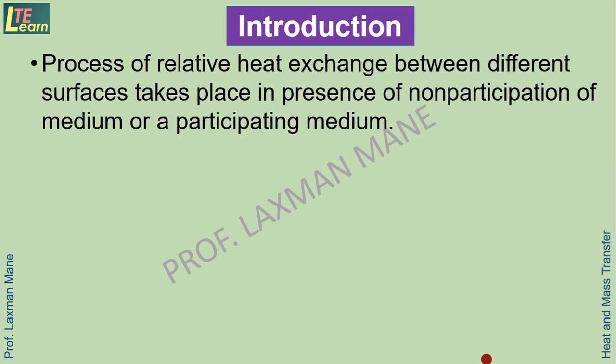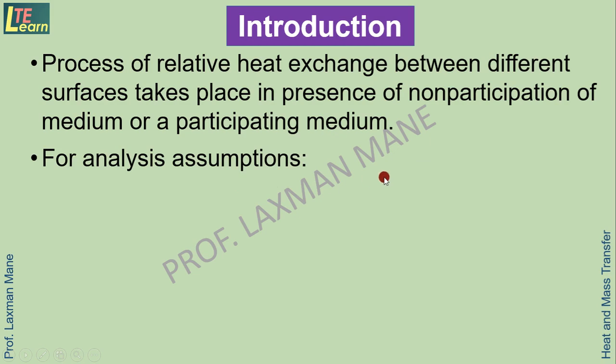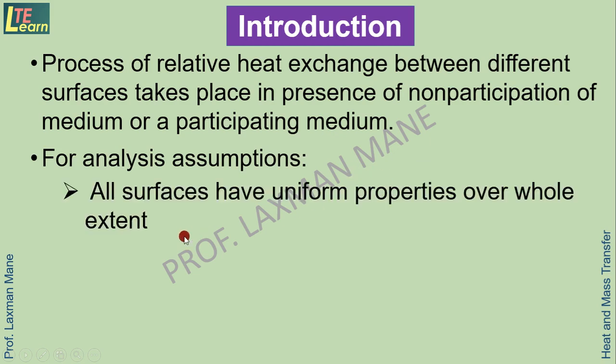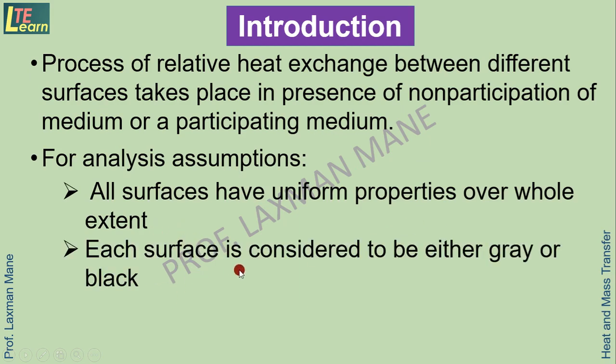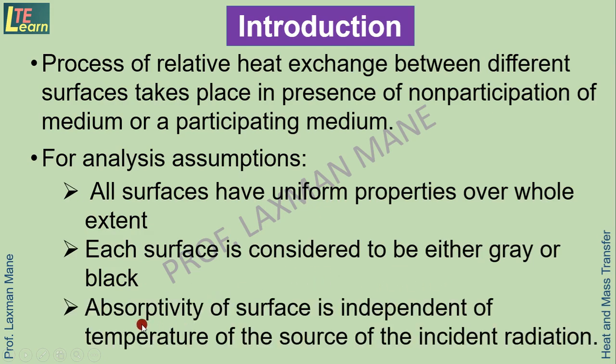The process of radiative heat exchange between the different surfaces takes place in the presence of a non-participating medium or a participating medium. So for the analysis, following are the assumptions. All surfaces have uniform properties over the whole extent. Each surface is considered to be either gray or black, and absorptivity of the surface is independent of the temperature of the source of the incident radiation.